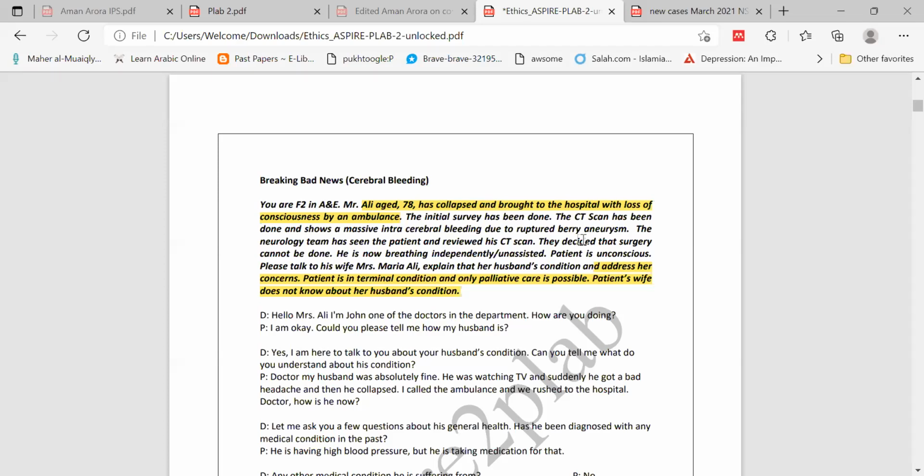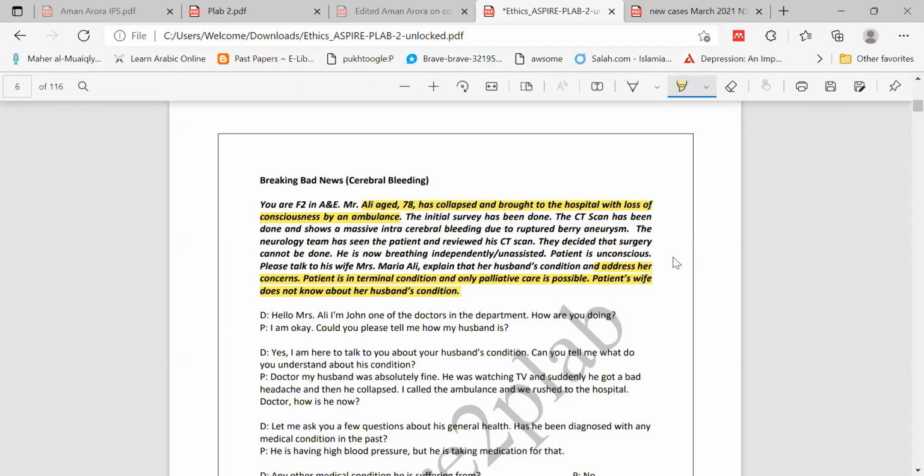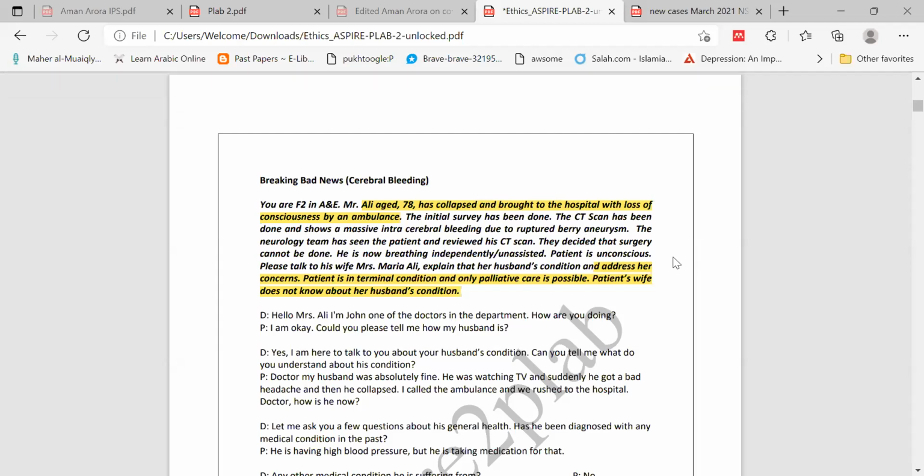You pretty much know what she's here for. 99% chances are she wants to know what's going on with her husband. 1% is she wants him to be dead. So regardless, make sure that you do it the right way, like you would have actually done it in your outpatient department, in your own clinical setup, in your own ward.